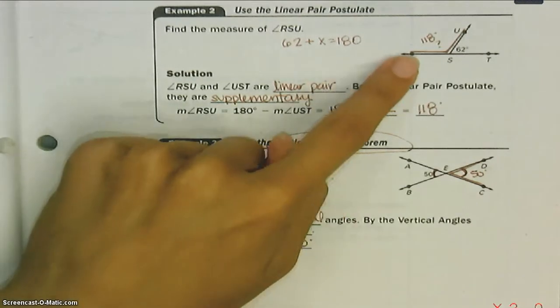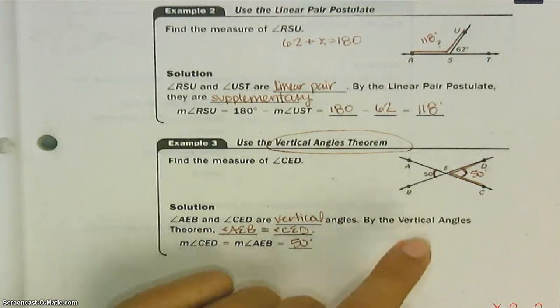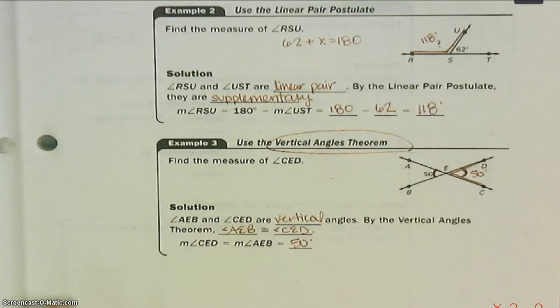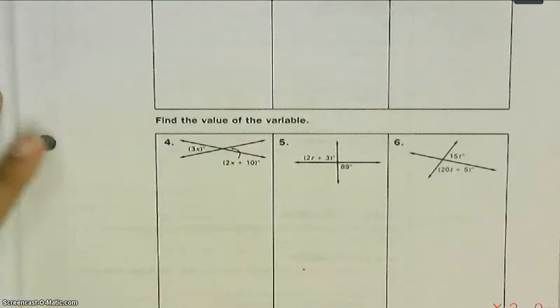So notice here we are going to 180. Here they're equal. So that's why you have to make sure you know the difference between vertical angles and linear pair.